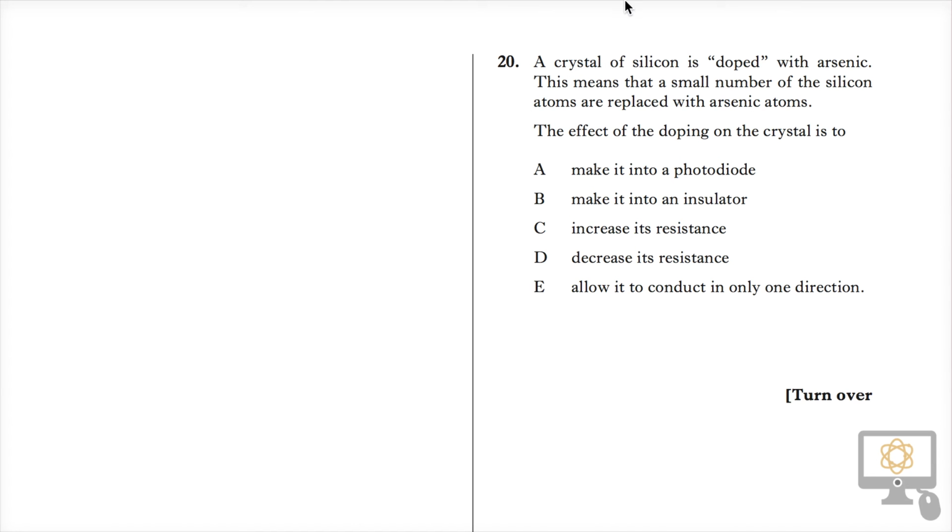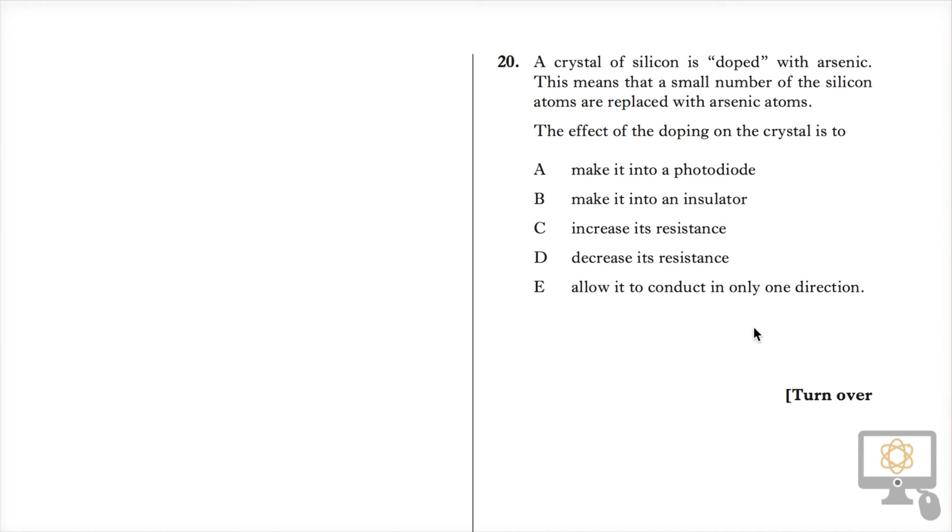So the last question in the 2013 Revised Higher Physics paper in the multiple choice section is question 20. It says, a crystal of silicon is doped with arsenic. This means that a small number of the silicon atoms are replaced with the arsenic atoms. The effect of the doping on the crystal is to, and then one of the options is given.